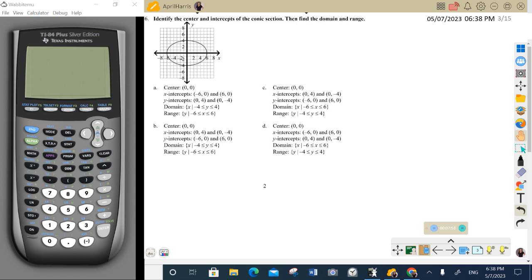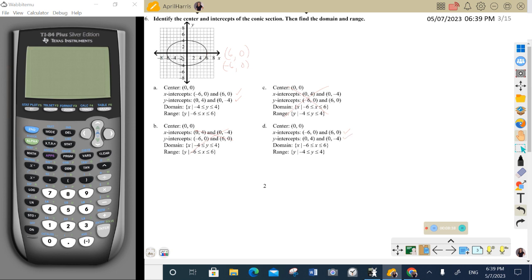Okay, number 6 says identify the center and intercepts of the conic section, then find the domain and range. Well, the center is at 0, 0, and all 4 answers say that. The x-intercepts are 6, 0, and -6, 0. That's the x-intercept where it crosses the x-axis. So A is looking good, B is not, C is not, and D is looking good. Then the y-intercepts are going to be up here at 0, 4, and 0, -4, which A and D both have the same answer.